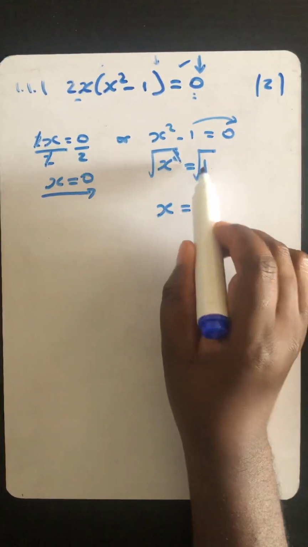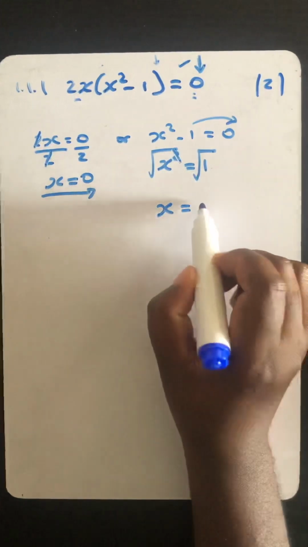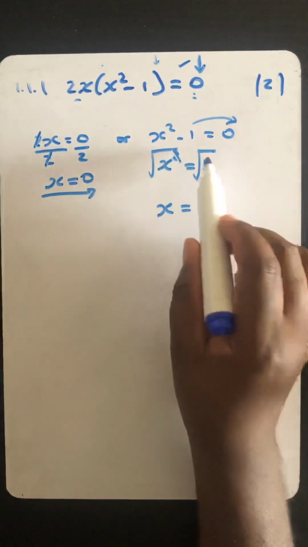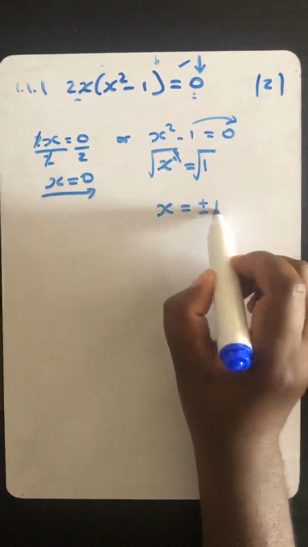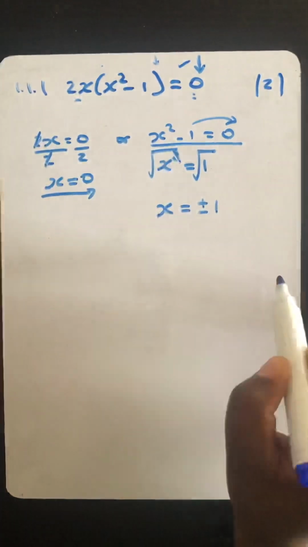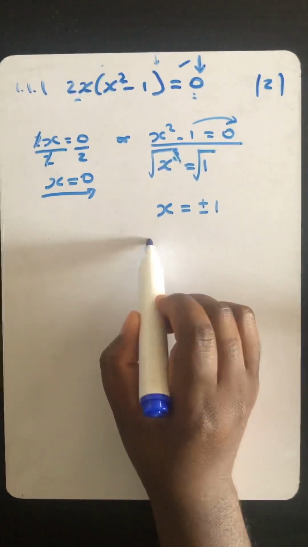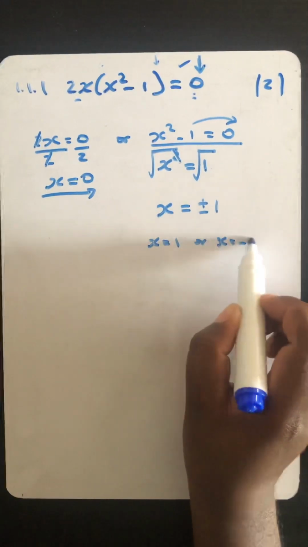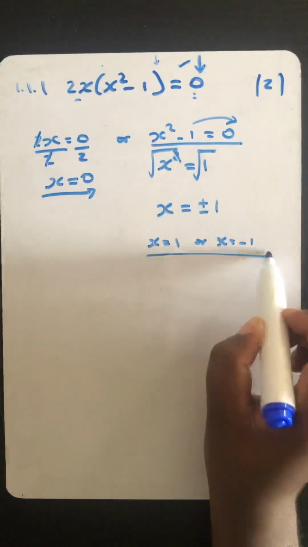So now that you've introduced a square root on this side, you say plus or minus. What is the square root of 1? It's 1, meaning under this equation, you've got two possible answers, where x equals positive 1, or where x equals negative 1.